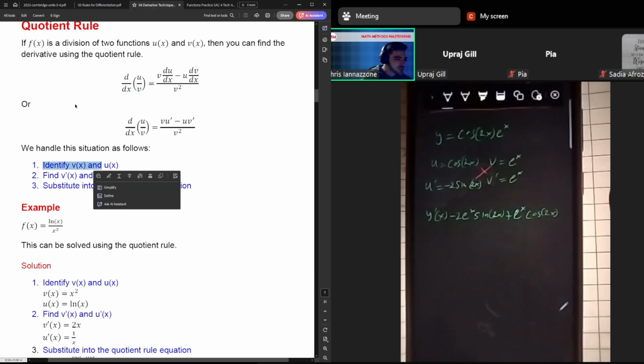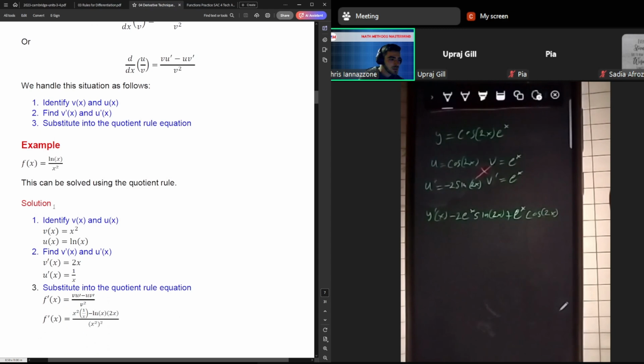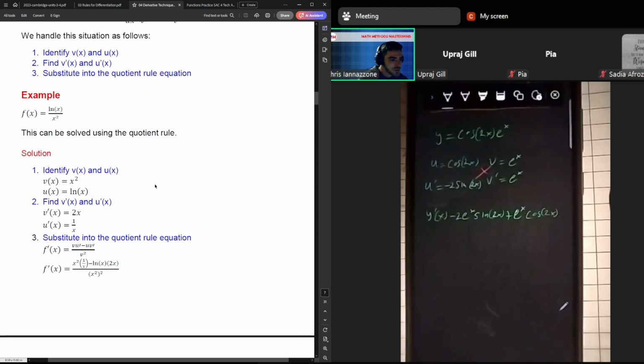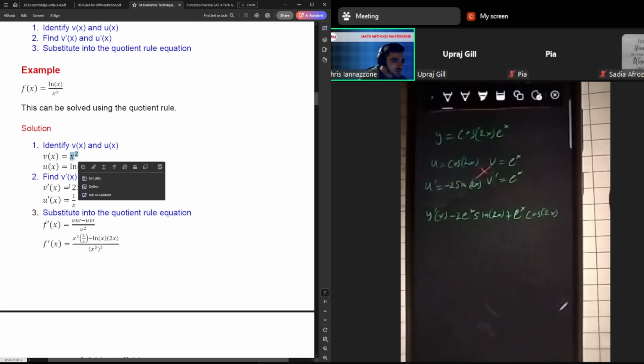But otherwise, we're doing the same stuff. Find derivatives of V and U, and then smack them into the spots that it says to smack them into. So in this case, we have natural log divided by x squared, and so U is going to be the natural log, V is going to be the x squared. From there, derivatives of each: x squared becomes 2x, and natural log becomes 1 over x.